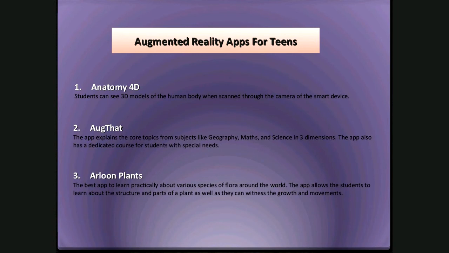Number one, and that is very famous, Anatomy 4D. Students can see 3D models of the human body when scanned through the camera of the smart devices. I have experienced this app. This one is very nice with small descriptions, almost $2 monthly. You can subscribe to this app, and all the features can be unlocked. Especially medical students can experience all the models, skeletons, body parts, and everything in the 3D environment.